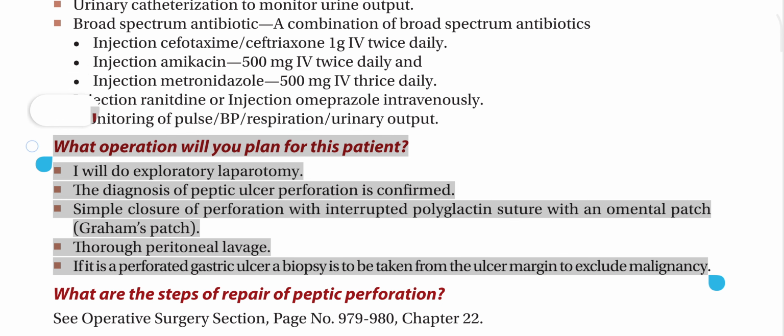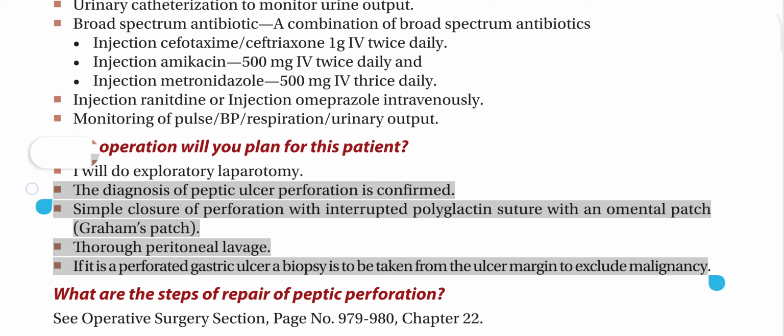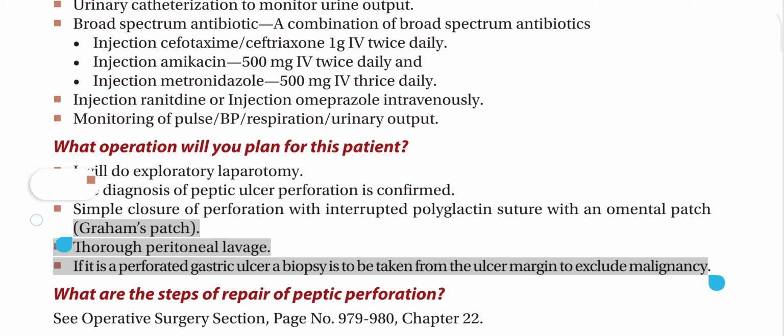What operation will you plan for this patient? I will do exploratory laparotomy. The diagnosis of peptic ulcer perforation is confirmed. Simple closure of perforation with interrupted polyglactin suture with an omental patch, Graham's patch. Thorough peritoneal lavage. If it is a perforated gastric ulcer, a biopsy is to be taken from the ulcer margin to exclude malignancy.